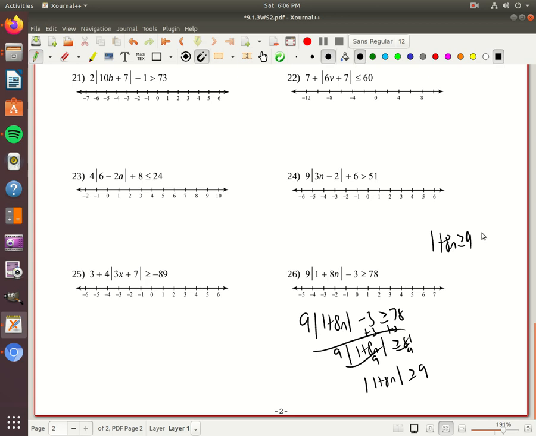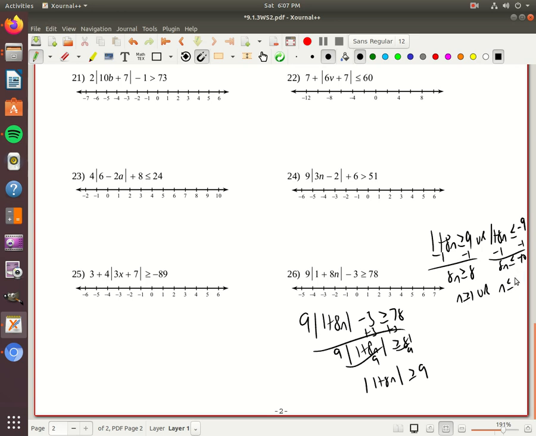Now I'm going to say 1 plus 8n is greater than or equal to 9, or 1 plus 8n is less than or equal to negative 9. Subtract 1. 8n is greater than or equal to 8. n is greater than or equal to 1. Or, minus 1 minus 1, 8n is less than or equal to negative 10. n is less than or equal to, I'm going to divide by 8, right?